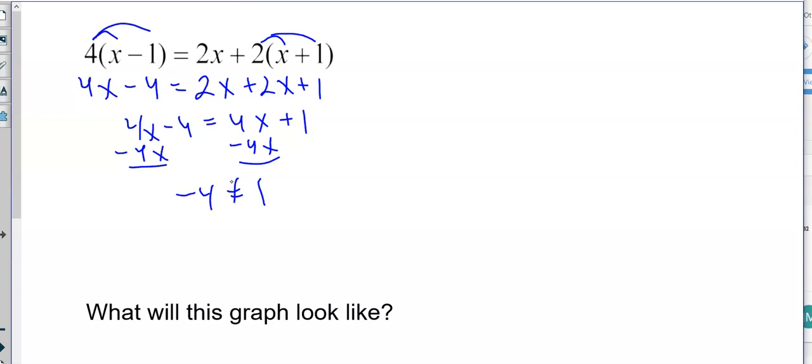Well, I mean, the solution is no solution here. There is no solution. There is no answer. Negative 4 is not 1. It doesn't matter what x is. Those two things are not going to be equal.